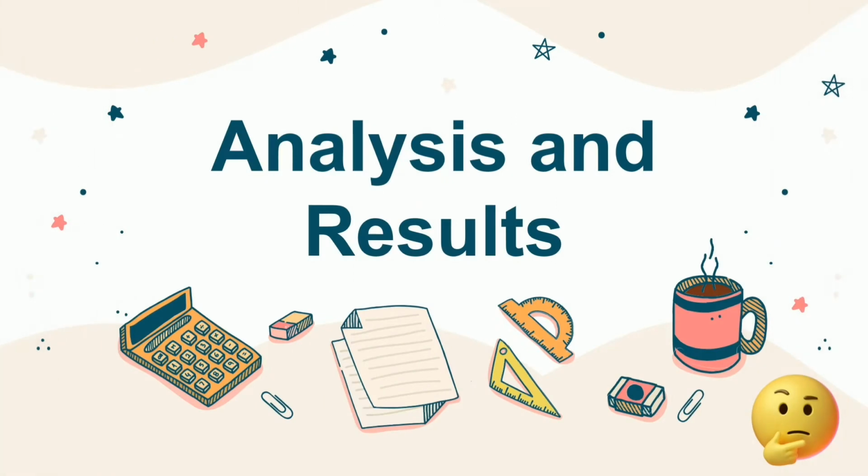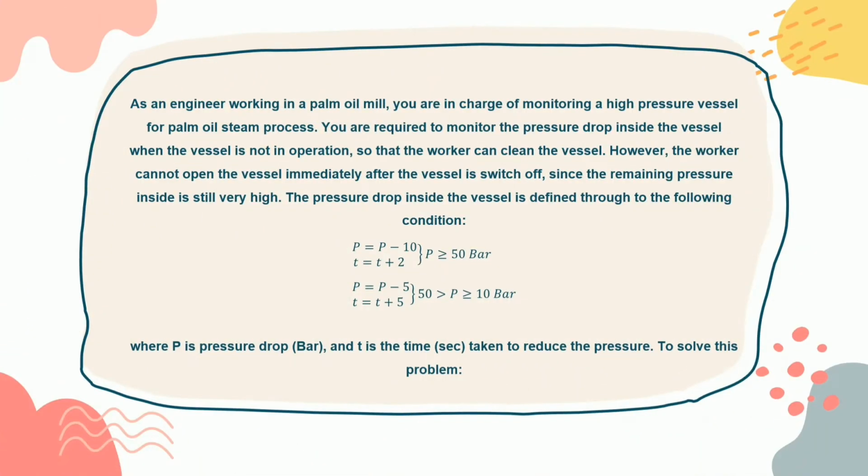So next, my name is Nurain binti Rusdi. My matrix number is 203726. I will explain about the analysis and result for this question. Our group has been assigned the following question: as an engineer working in a palm oil mill, you are in charge of monitoring a high pressure vessel for the palm oil steam process. You are required to monitor the pressure drop inside the vessel when the vessel is not in operation, so that the worker can clean the vessel.